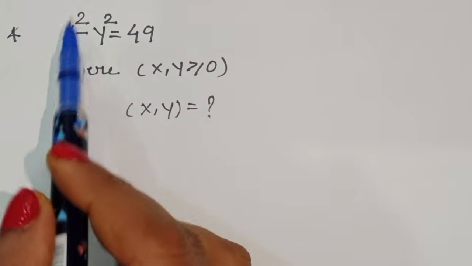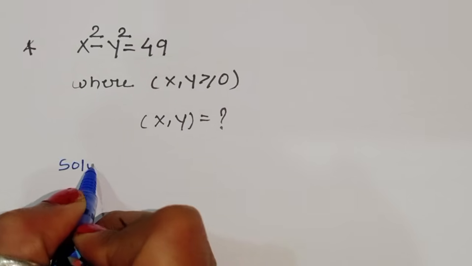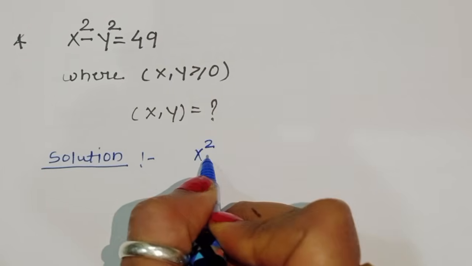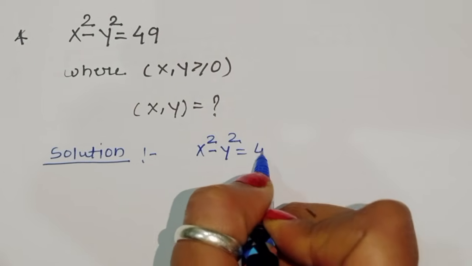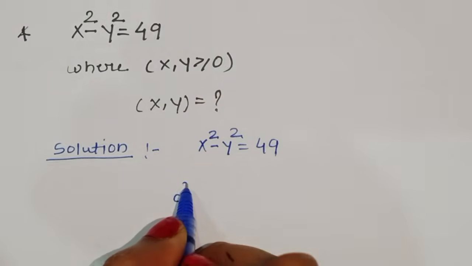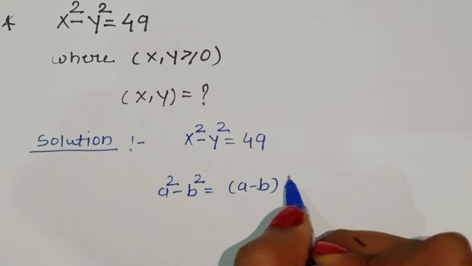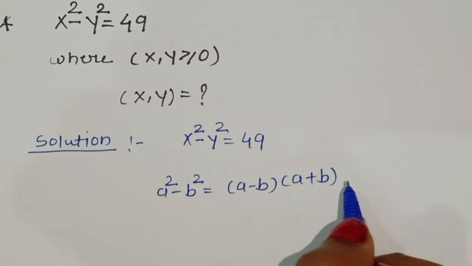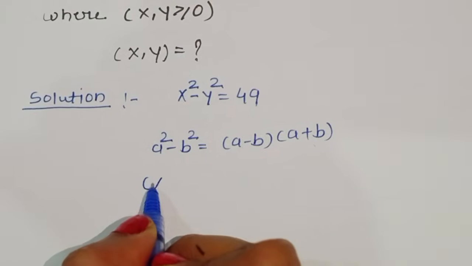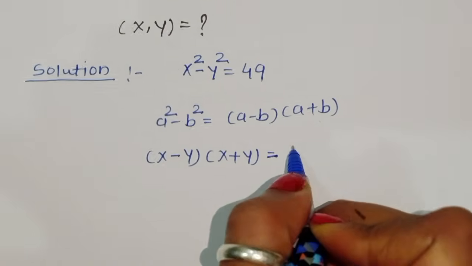So this is our question, x square minus y square is equal to 49. Let's see the solution. x square minus y square is equal to 49. We know one formula, a square minus b square is equal to a minus b times a plus b. Now we have to apply this formula here. So we can write this one, x minus y times x plus y is equal to 49.